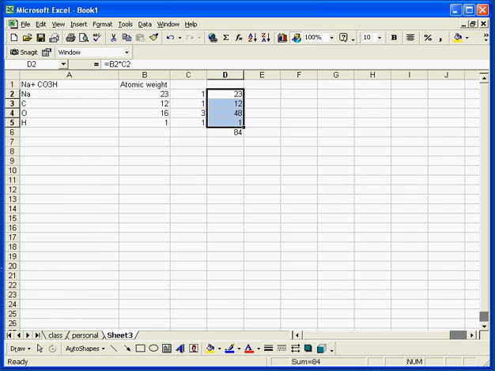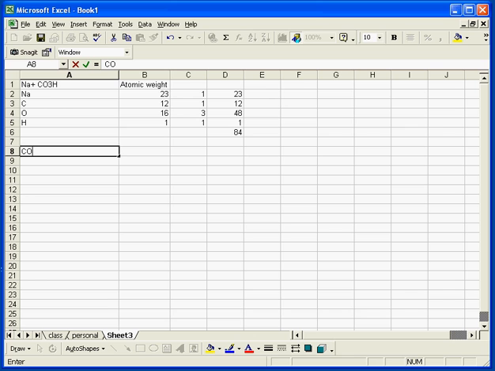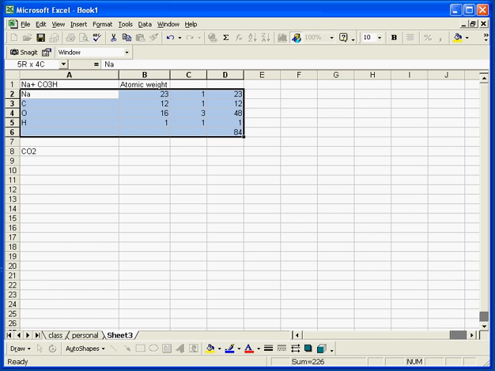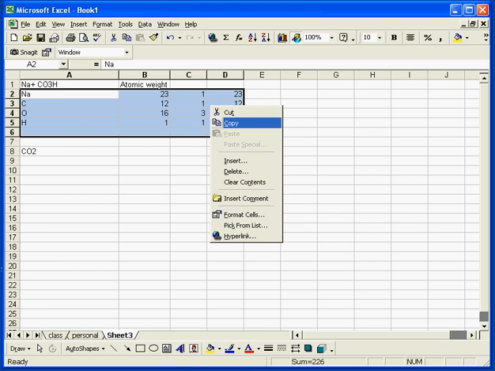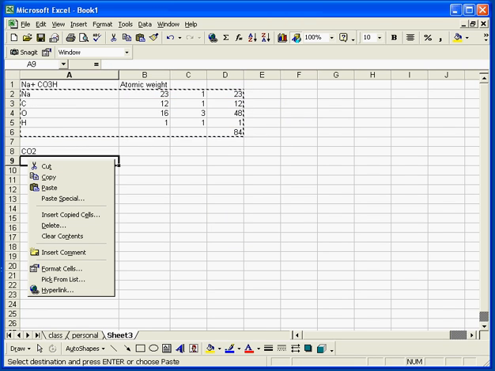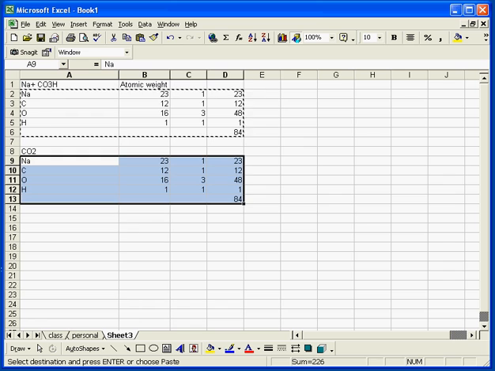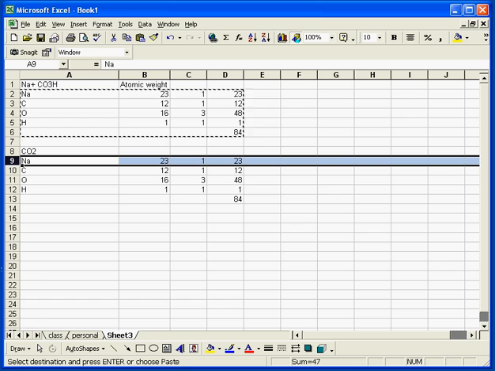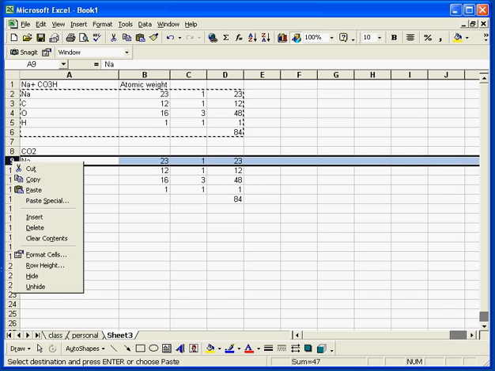Now remember how I told you that Excel was for really, really lazy people? Let me show you a trick. Now we want to calculate the atomic weight of carbon dioxide, CO2. I could just redo all these formulas again, or if I'm really being lazy, I can click here, copy over here, and paste this right below. Carbon dioxide doesn't have any sodium, so I can just click on the row and delete that row.